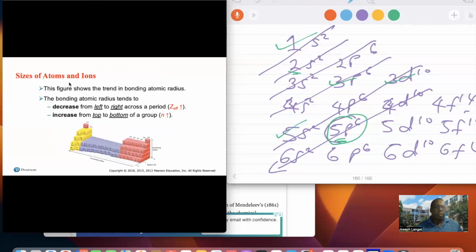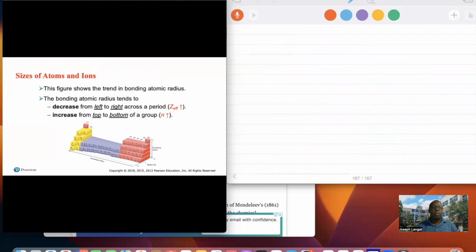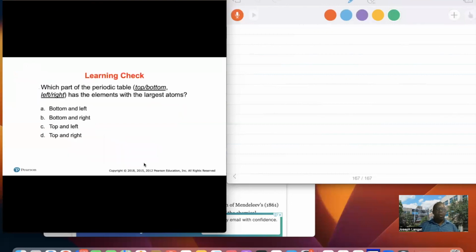Atomic size of atoms and ions. There's a difference between the trend on the atomic radius of neutral atoms and the ionic radius of ions based on the nucleus. I know we talked about the atomic radius, the trend is decreasing and increasing. This calls for understanding the trend on the periodic table with respect to the atomic radius.